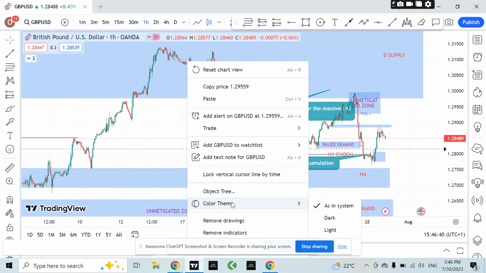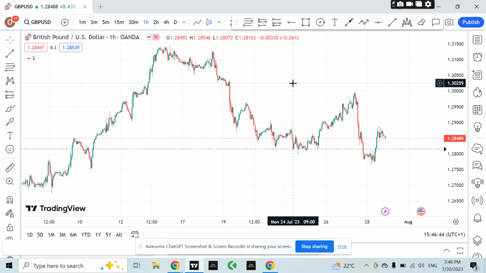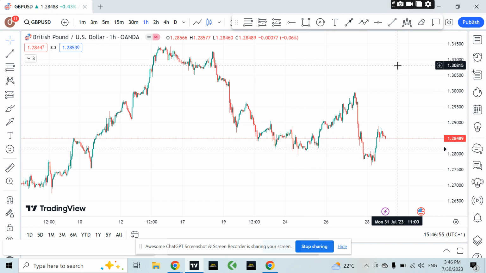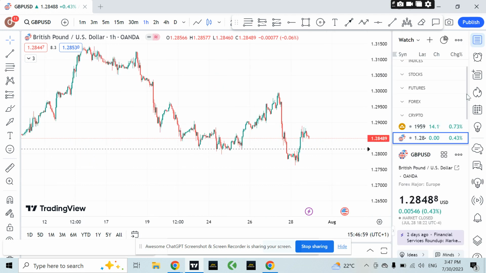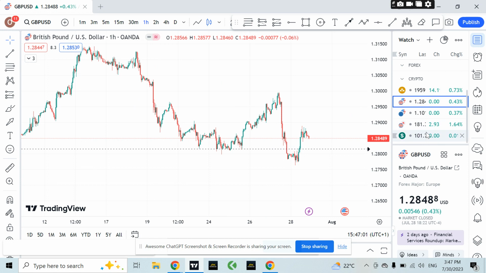GBP/USD is actually one of my favorite pairs which I frequently trade, along with gold and EUR/USD. But I'm going to look at GU for today and the DXY. So let's go to the DXY and see what the market has for us. We're trying to do a market forecast for this coming week.